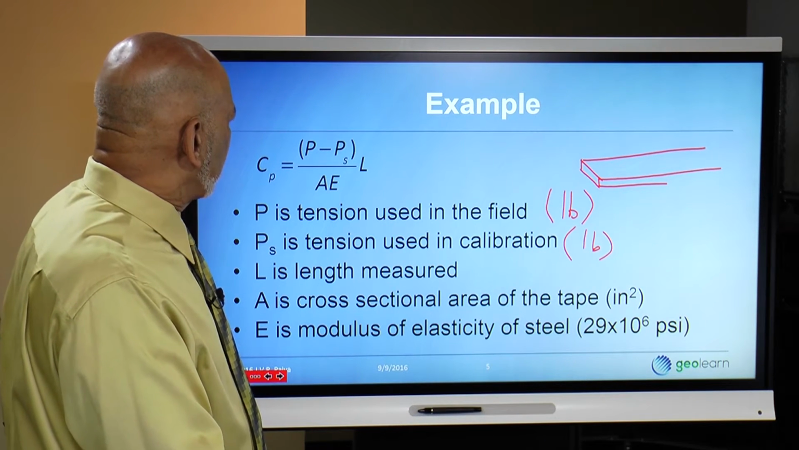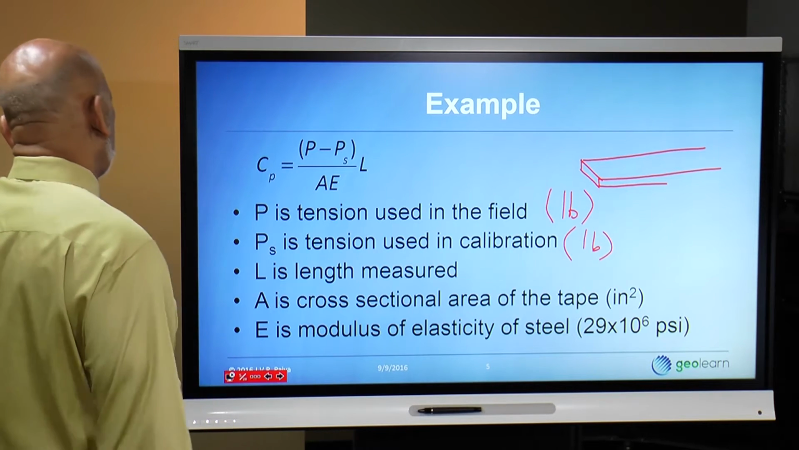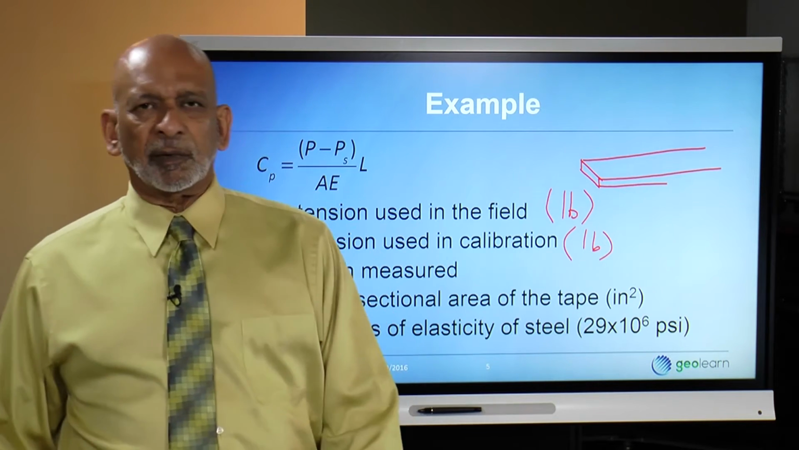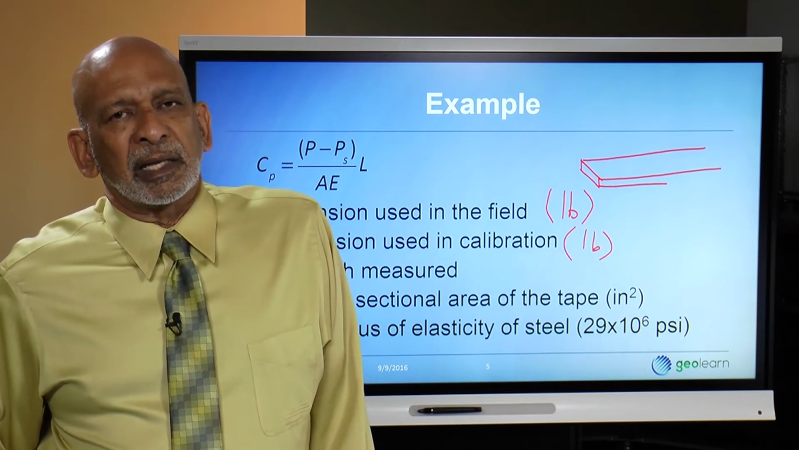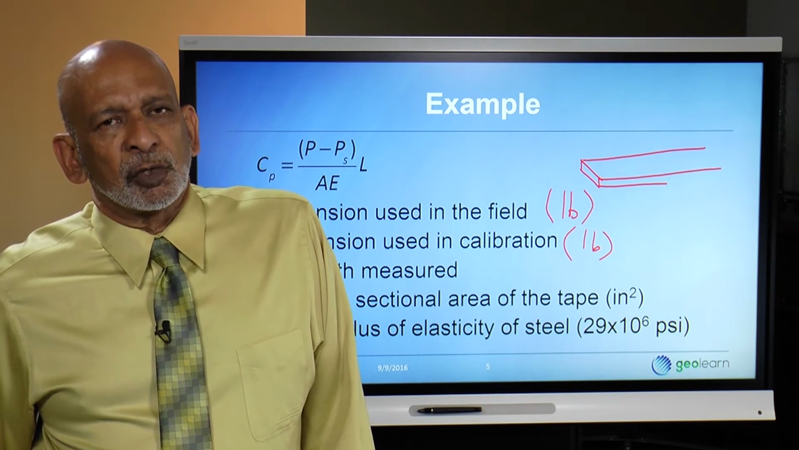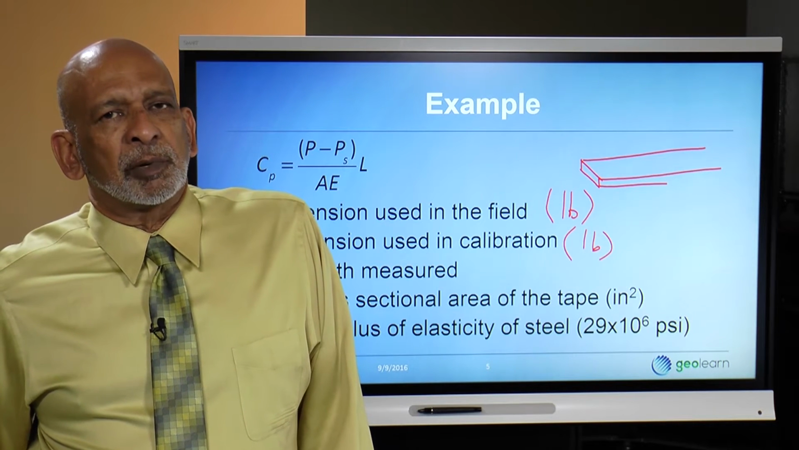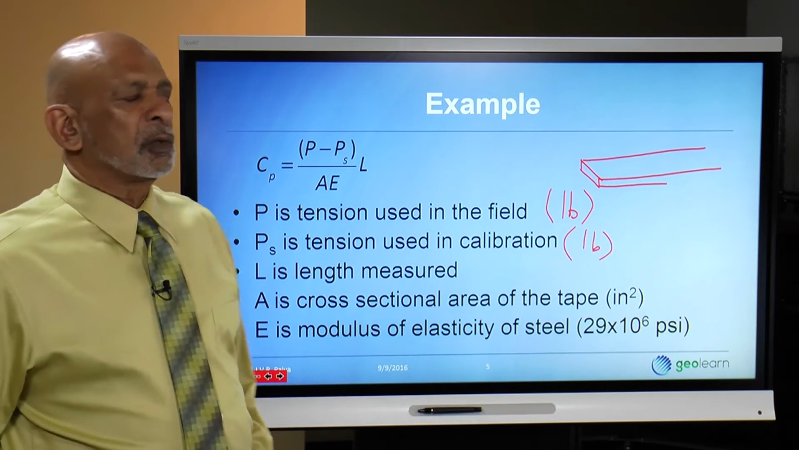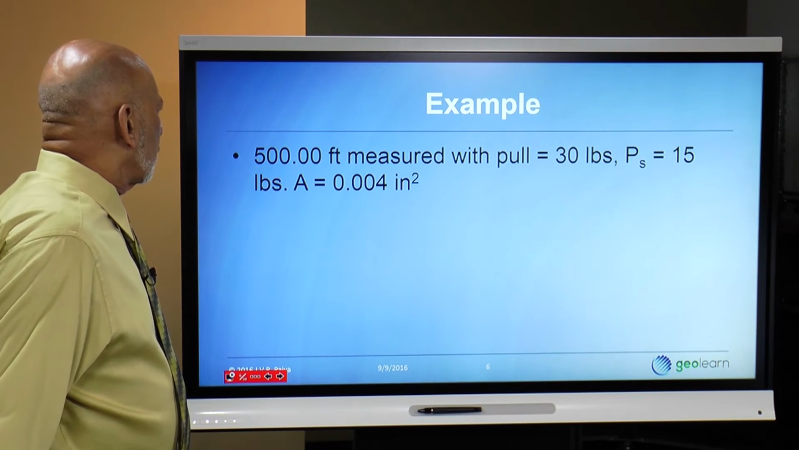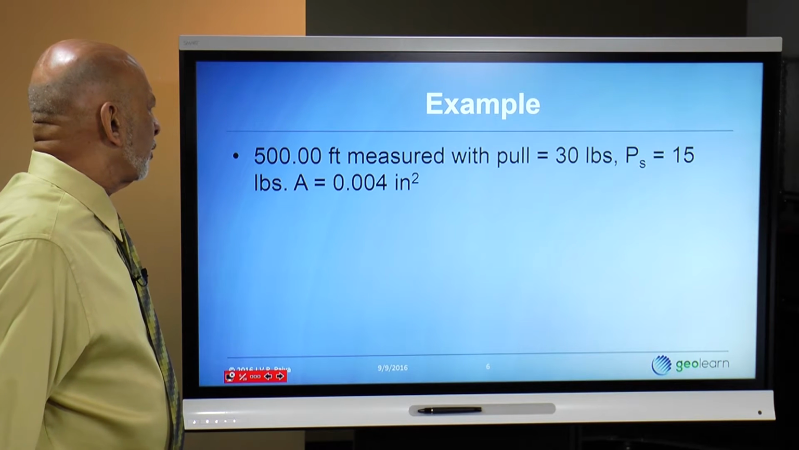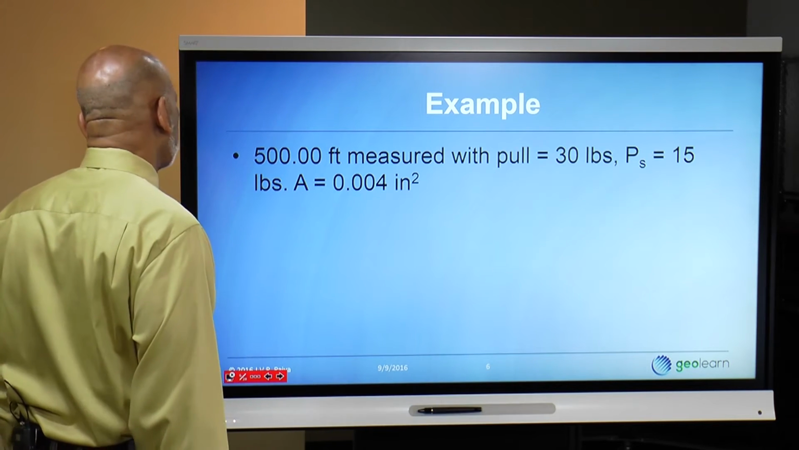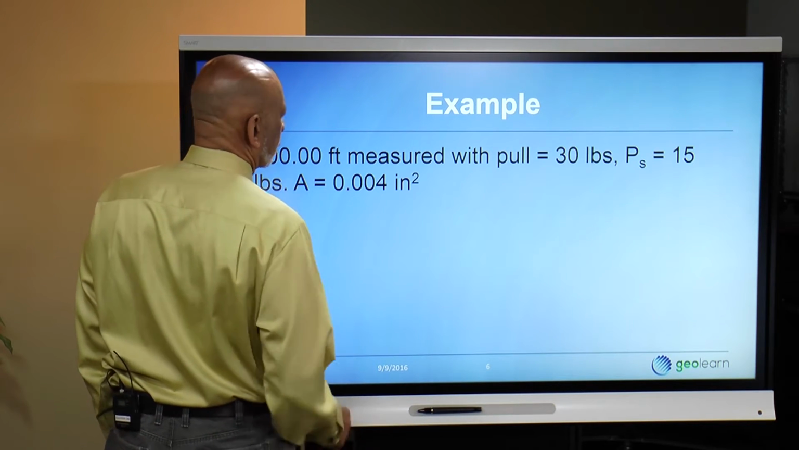So this is the equation that we would use if the tension we use in the field is different from the standard tension. Now this is not something that we will particularly do in our classes frequently, but it is an exercise where we will have you use different amounts of tension so you get an appreciation for what it is to be able to tape accurately. So simple problem, 500 feet is measured with a pull of 30 pounds, P sub S is 15 pounds, cross-sectional area of the tape is 4 thousandths of a square inch.